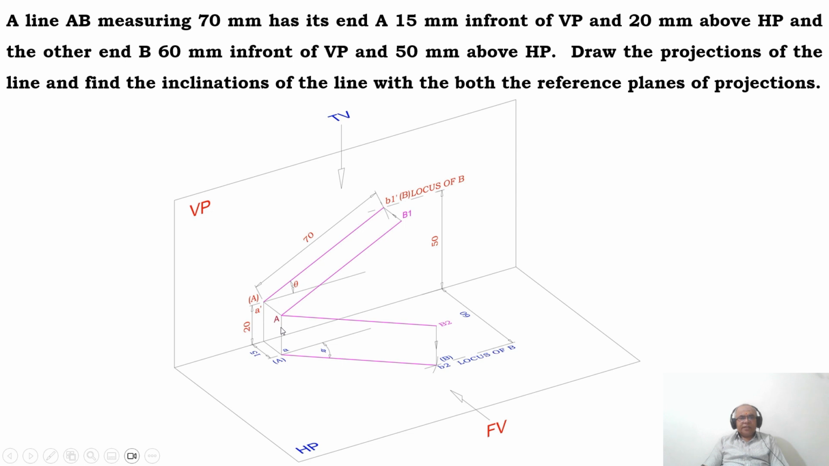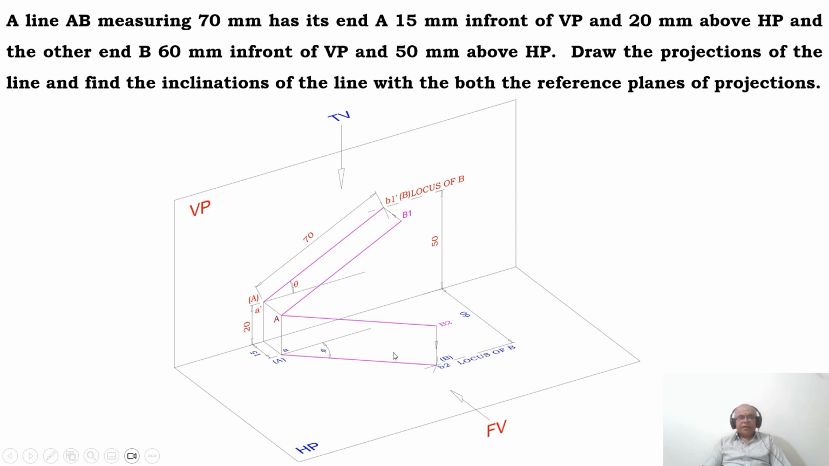So capital A is 20 mm above HP and capital B2 is also above HP by 20 mm. But capital A is 15 mm in front of VP, whereas capital B2 is 60 mm in front of VP. So this is how you will be able to write the capital AB2 in space and capital AB1 in space. Now from this, what you can say is that A dash B1 dash is the true length, which is capital A and capital B in the front view, and AB2 is the true length, which is capital A and capital B in the top view.